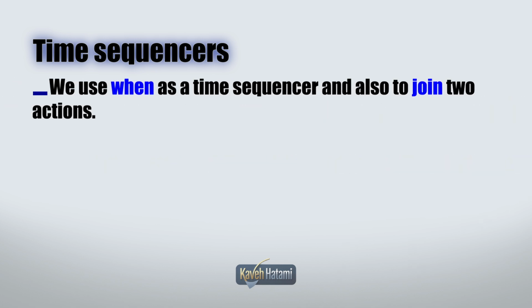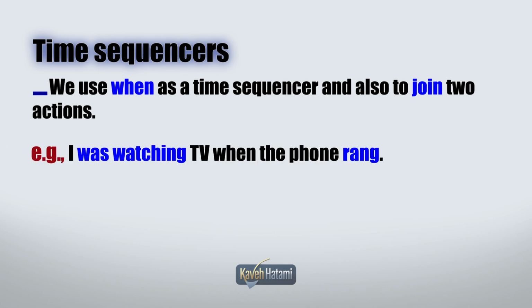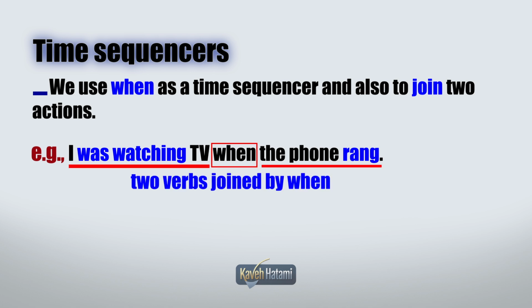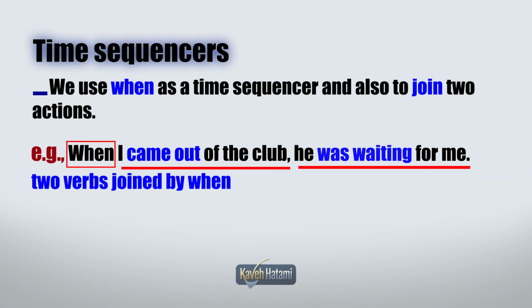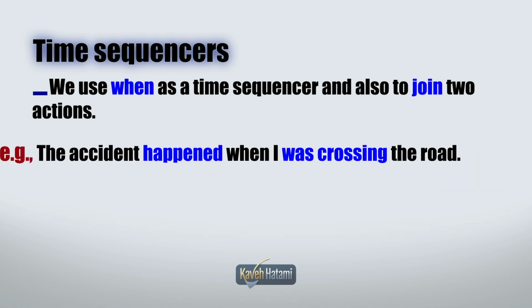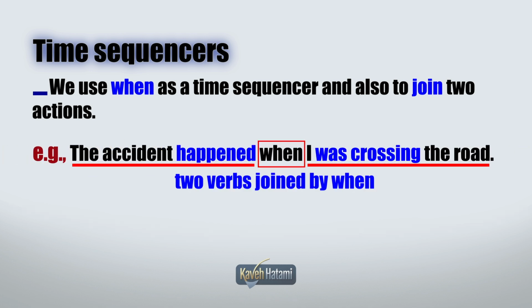We use when as a time sequencer and also to join two actions. For example, I was watching TV when the phone rang. In this example, two verbs joined by when. Another example. When I came out of the club, he was waiting for me. The accident happened when I was crossing the road.